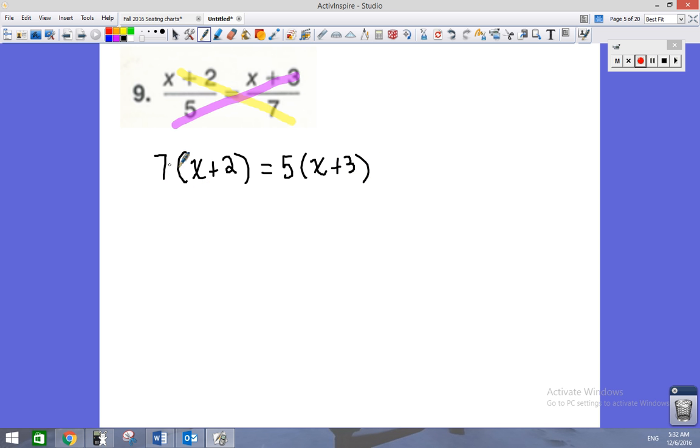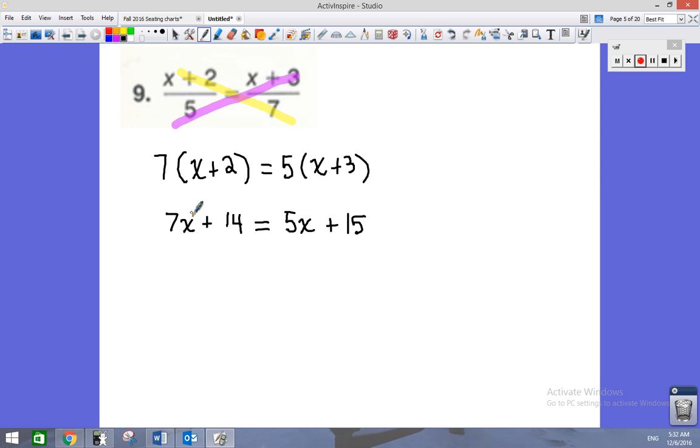So multiplication distributes over addition. We have two terms here. Both of these terms get multiplied by 7. 7 times the first term, and then multiplication distributes over the addition, and 7 times 2 is 14. Same thing with the 5. We distribute it. Each term in the parentheses gets multiplied by 5. 5 times x. Multiplication distributes over the addition, and 5 times 3 is 15.